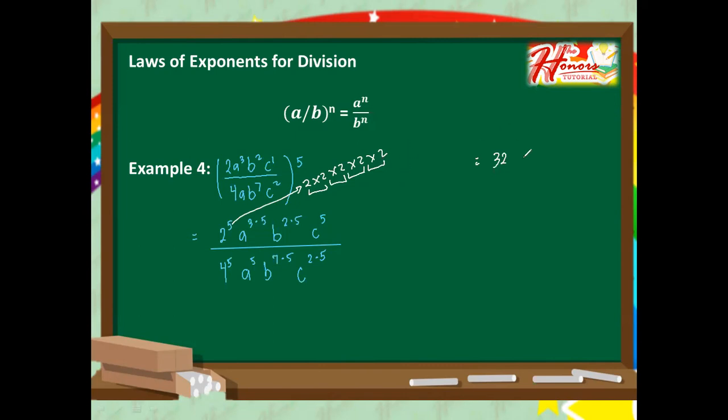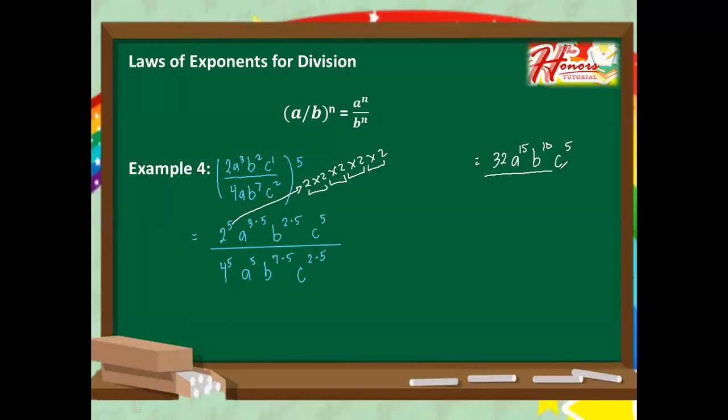And then let's have a in the numerator. So a raised to 3 times 5, that's 15. So a raised to 15. And then b raised to 2 times 5, that's 10. And then we have here c raised to 5.